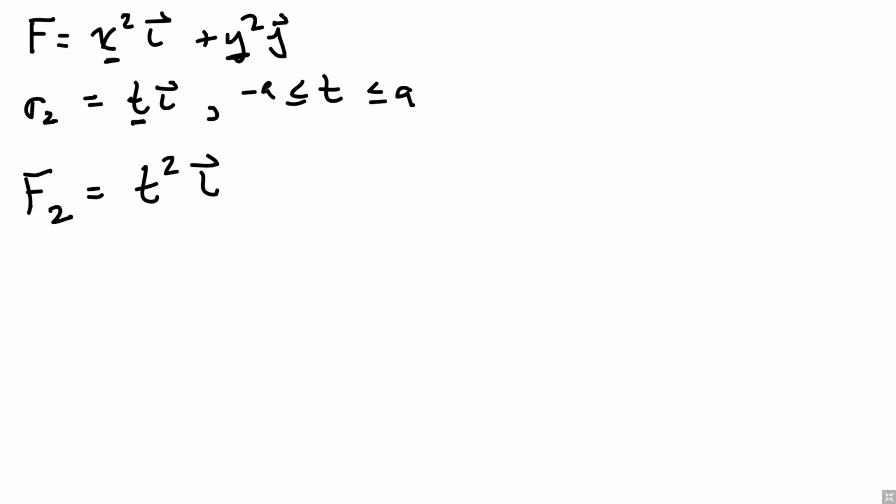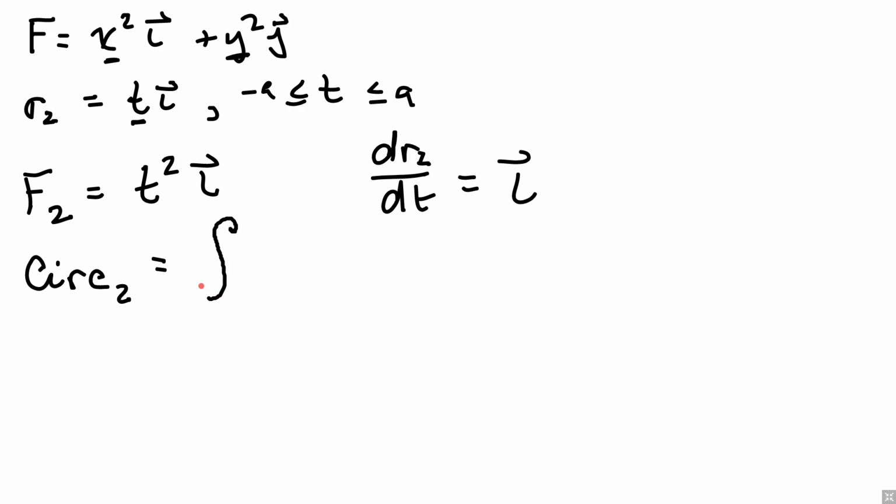All right, so next, if we look for dr sub 2 dt, what would the derivative of the second path be? 1 in the i direction. Right. Okay. So when we are doing the circulation for the second path, this time we're going to integrate from negative a to a. And then if we do the dot product of F2 and dr sub 2 of t, we're just going to end up with t squared dt.